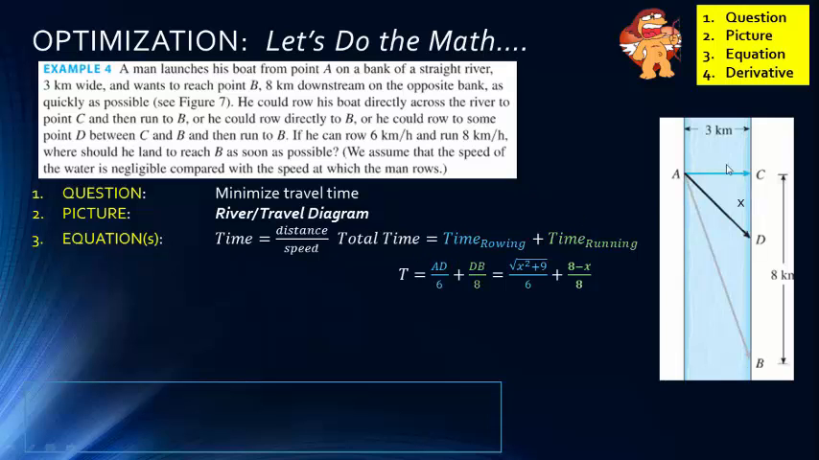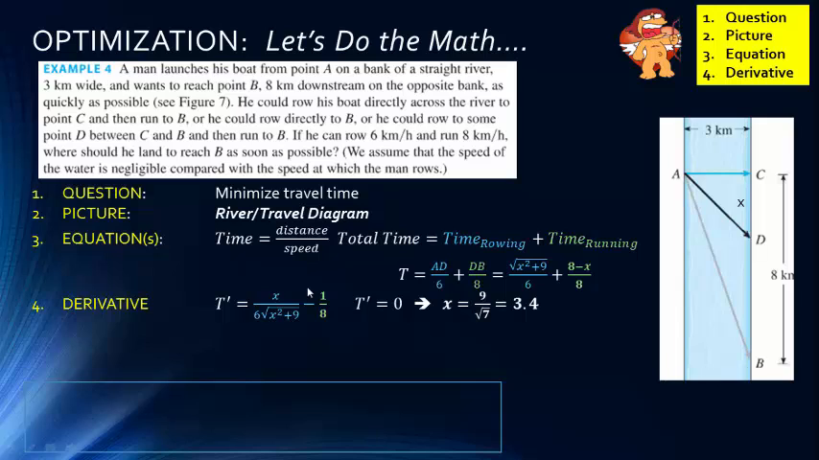So his distance rowing from A to D would be, notice I have a right triangle, 3 squared plus x squared equals this distance squared, so I take the square root of that. Square root of x squared plus 3 squared, which is 9. Plus the distance he runs, which is simply 8 minus x, because his total distance is 8, all over their speed, and it tells you his speed rowing is 6, and his speed running is 8. Okay, so here we have an equation for time.